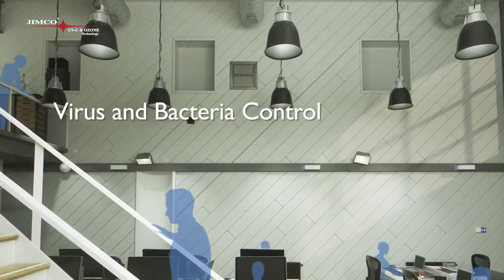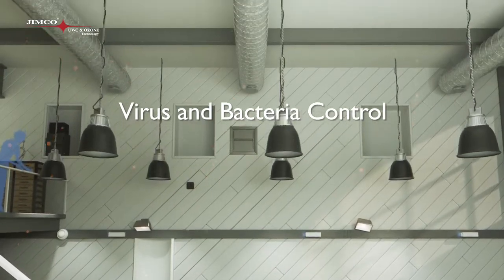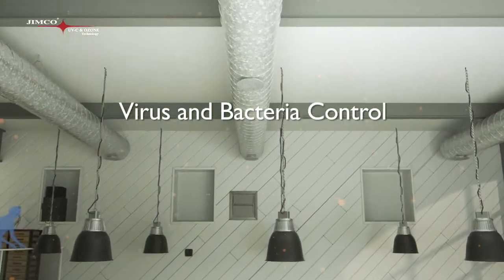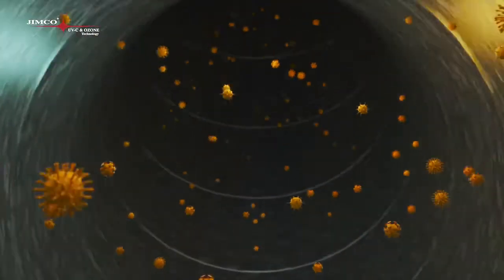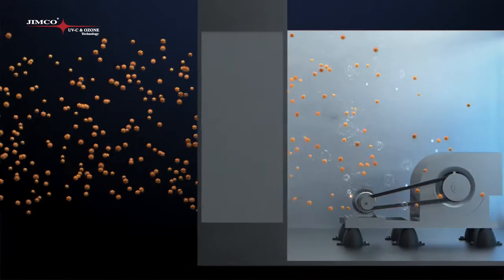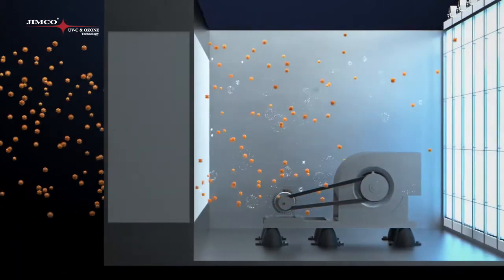The JIMCO Virus and Bacteria Control System is placed in the ventilation system. As viruses and bacteria travel through the ventilation system, they can easily be circulated from one room to another. The powerful UVC light destroys viruses and bacteria and works like a very severe sunburn.